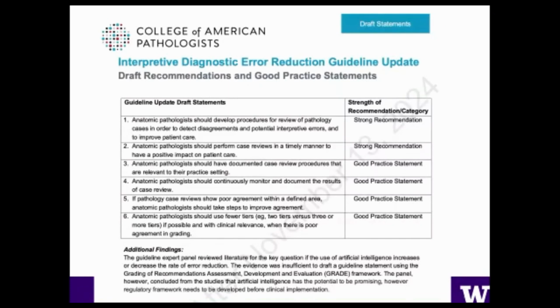And finally, I threw this in at the last moment because there was a lot of talk about how to reduce error. I'm the co-chair of the new guideline for interpretive diagnostic error reduction in cytology and pathology, and the guidelines are things that you have been talking about, like number 1, anatomic pathologists should develop procedures for review of pathology cases in order to detect disagreements and potential interpretive errors and to improve patient care.